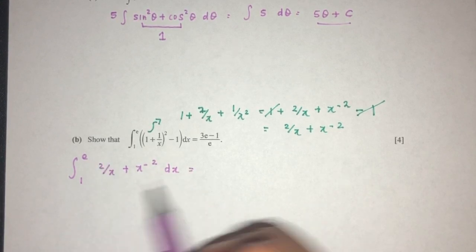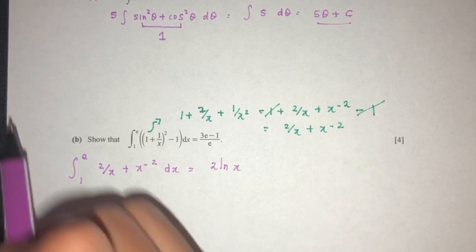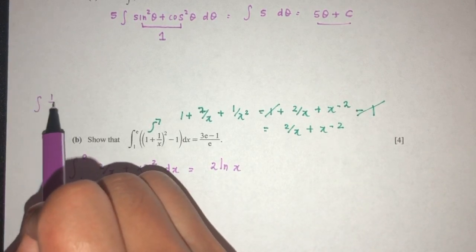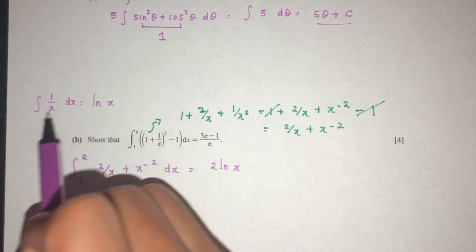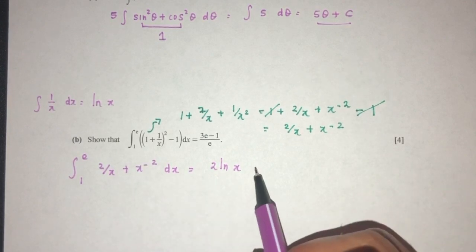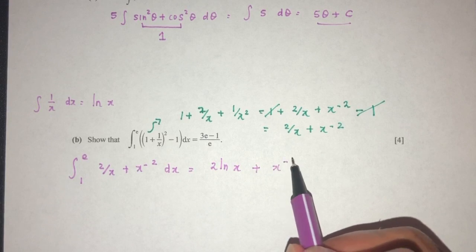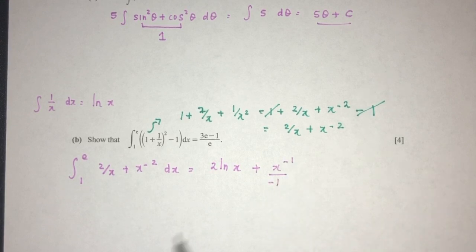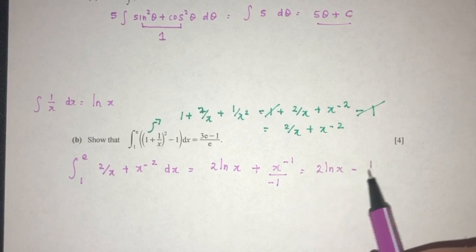So first thing first, this will become 2 ln of x, because we have to know the integration of 1 over x is actually ln of x, the base here. So we have to know that. Now for this one, plus, first we have to increase the power by 1. That will become minus 1, then divide by the same power. This will be 2 ln of x minus 1 over x.